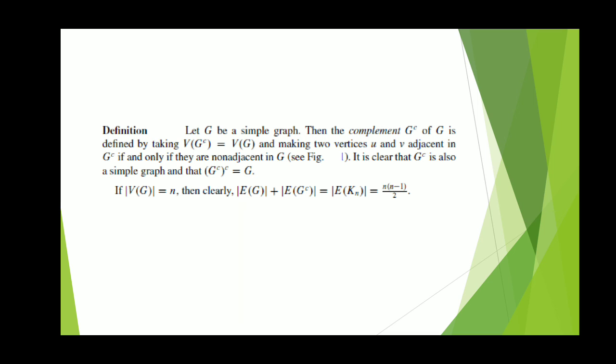From that we can deduce that if the cardinality of V of G is equal to n, then the cardinality of the edge set of G plus the cardinality of the edge set of G complement is equal to the cardinality of the edge set of the complete graph Kn, which is equal to n times n minus 1 divided by 2. There are n vertices, and by using two vertices we can form a single edge, so the value is nC2, therefore n into n minus 1 divided by 2.